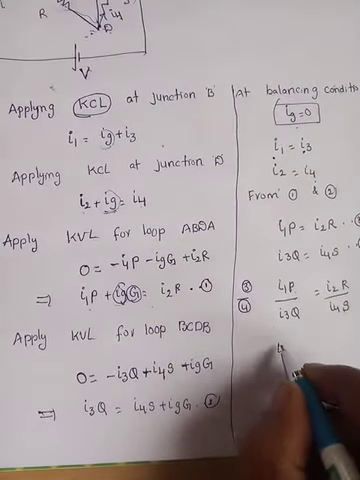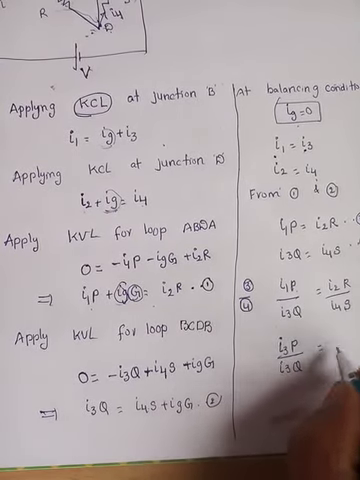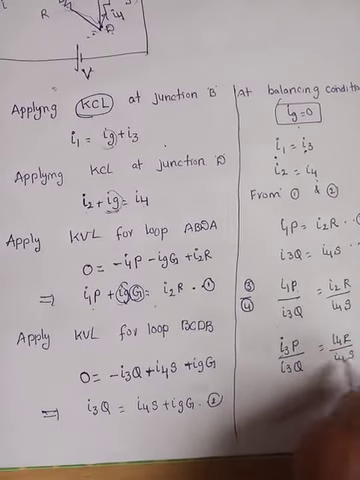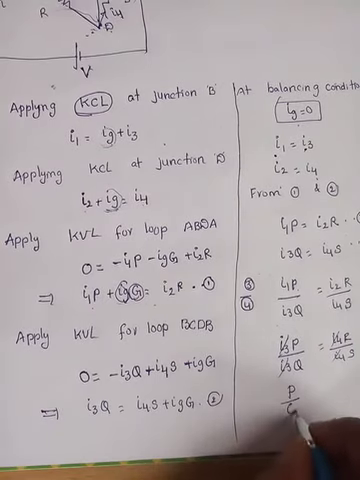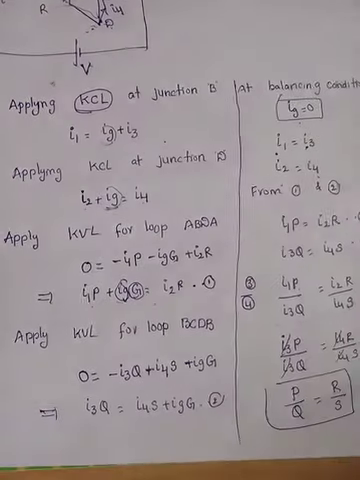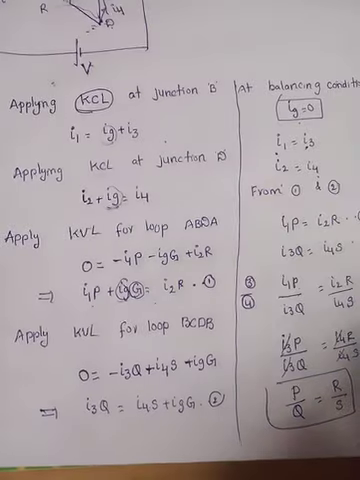Substitute the values. I1 is equal to I3, means I3P by I3Q is equal to I4R by I4 into S. I3 cancels, I4 cancels. Therefore, what is the balancing condition? P by Q is equal to R by S. So this is the balancing condition of Wheatstone bridge.